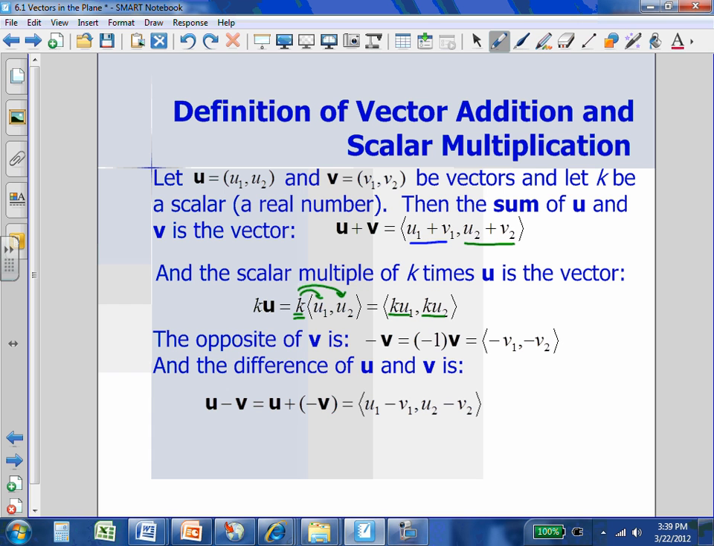The opposite of a vector v is just like taking -1 times that. So it's exactly like what we had been doing up here in the scalar multiplication. You're just distributing that -1 to both of the components. It just makes everything opposite. The difference is exactly the same as adding, only, surprise, surprise, you're subtracting them. Again, it's the horizontal components together and the vertical components together.